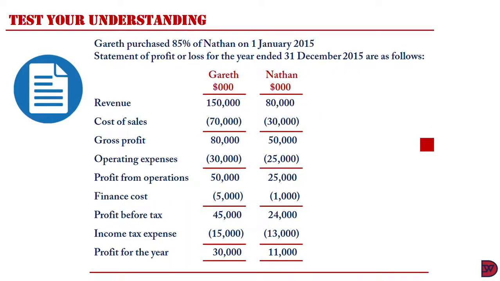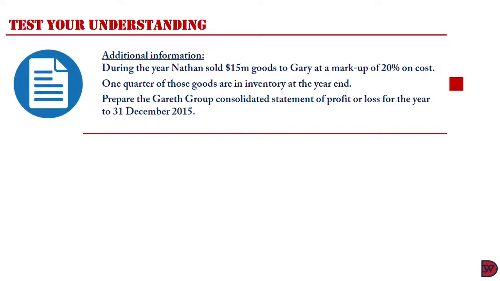Okay, let's test our understanding. Garrett purchased 85% of Nathan on 1st January 2015. Statements of profit or loss for the year ended 31st December 2015 are as follows. Revenue for both is stated here: cost of sales, gross profit, operating expenses, profit from operations, finance cost, profit before tax, income tax expense, then profit for the year. In additional information, during the year, Nathan sold 50 million of goods to Garrett at a markup of 20% on cost. One quarter of those goods are in inventory at the year end.